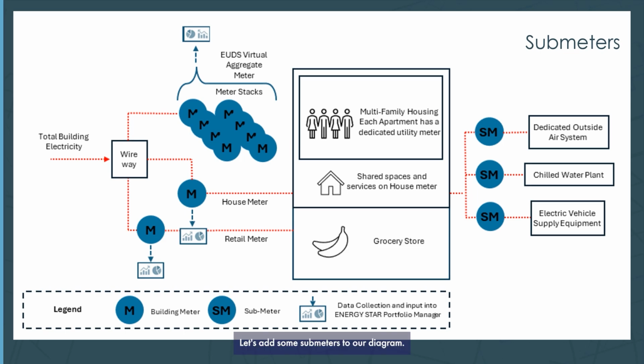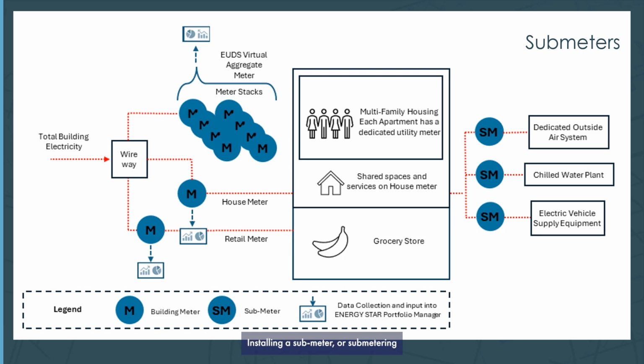Let's add some submeters to our diagram. One of the use cases is tracking performance of major energy-using equipment separately from the rest of the building. This information could be used to identify energy efficiency measures, monitor and track system-level energy use, or to support system optimization. For example, in a contemporary apartment building with mechanical ventilation, up to 40% of a building's energy use could be attributed to conditioning ventilation air.